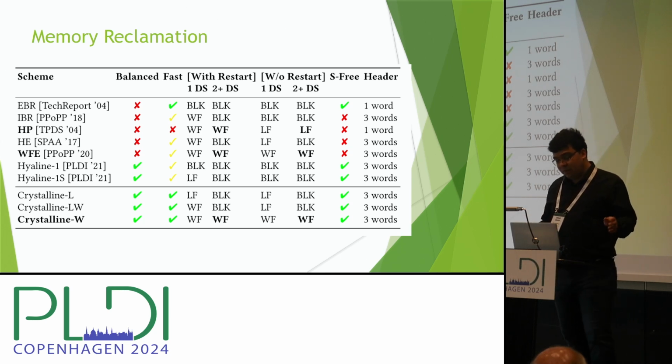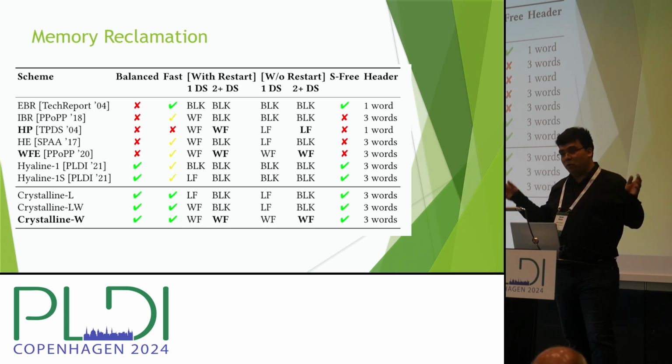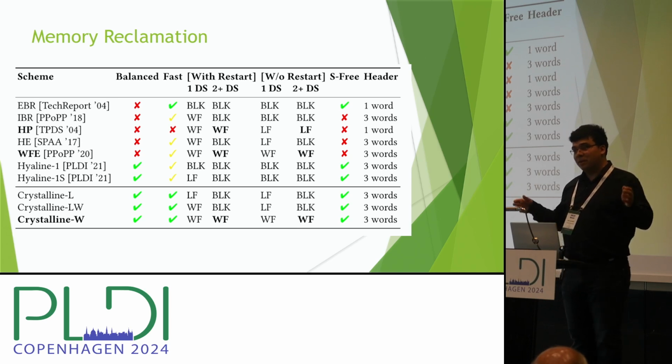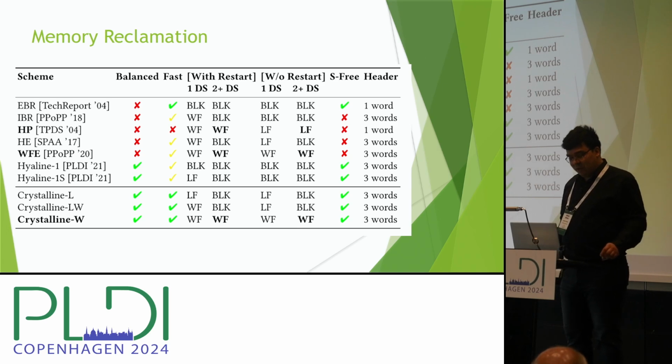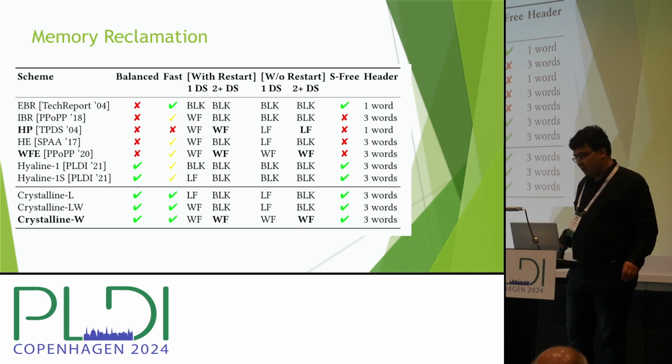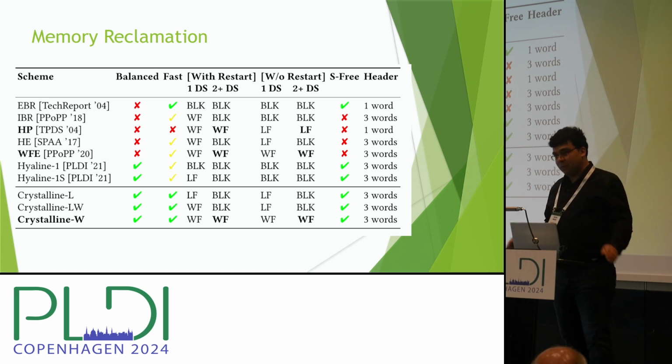So the problem with multiple data structures is that from the point of view of one data structure, you may still not achieve lock-free progress or wait-free progress because no thread is making progress for this particular data structure. So maybe overall in your system you're making progress, but for this particular data structure you are not making progress. Therefore, there is a distinction between one data structure versus multiple data structures.